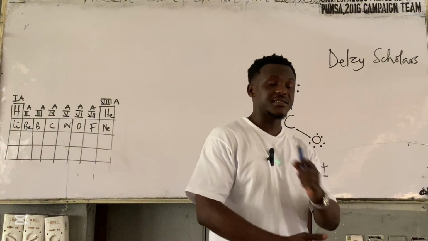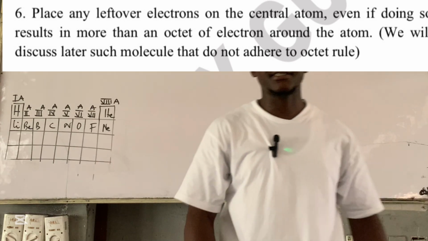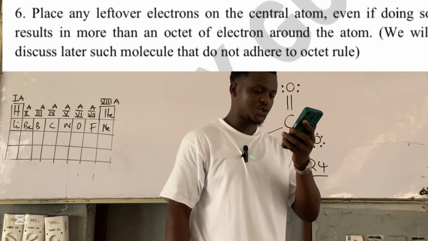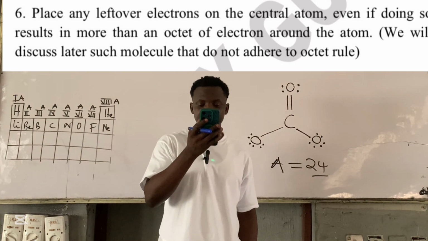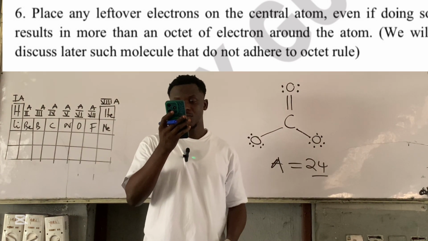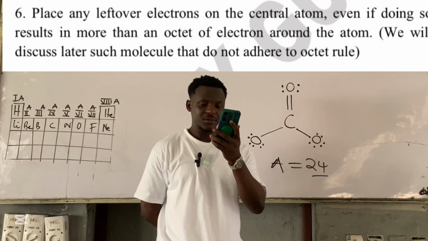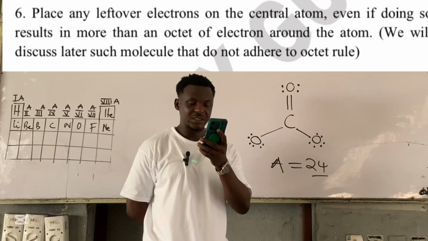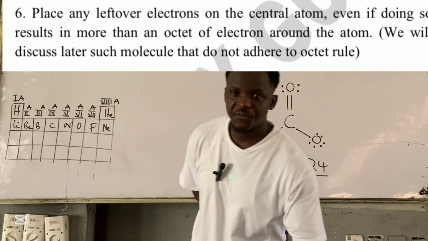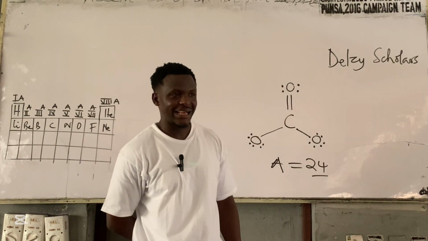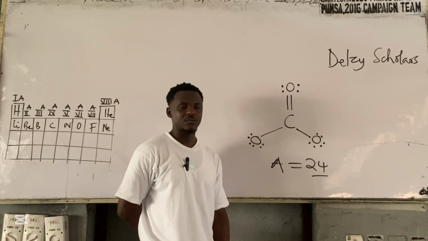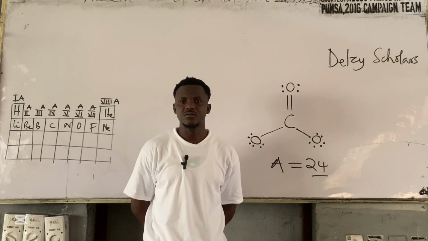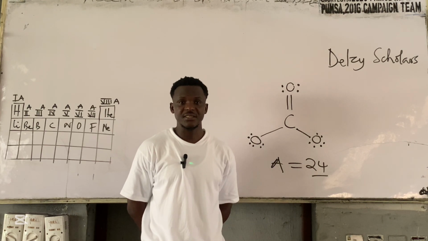Now, step number 6 and the last: place any leftover electrons on the central atom, even if doing so will result in an expanded octet around the atom. This part is very, very important, and I would like everybody to pay attention. If you noticed, listen.